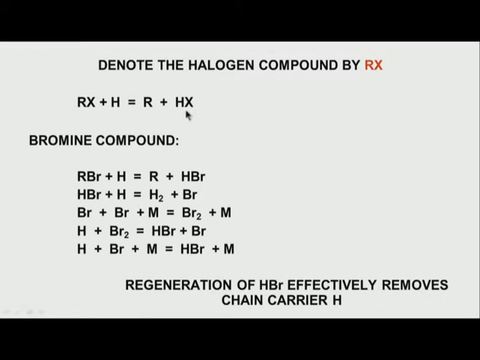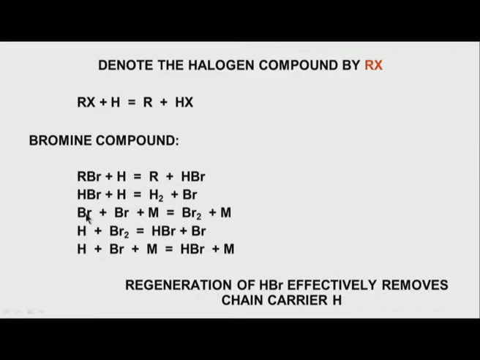To be more clear about this, let us take the specific example of a bromine compound. That means we are talking in terms of RBr, the halide being bromine. The RBr reacts with hydrogen, that is the hydrogen chain, to form R plus hydrogen bromide. This hydrogen bromide so formed reacts with more of the hydrogen chain, that means it robs more of the hydrogen chain from the reaction to form hydrogen molecule plus the bromine atom, and therefore now we have effectively taken out H, the chain carrier, from the reaction.